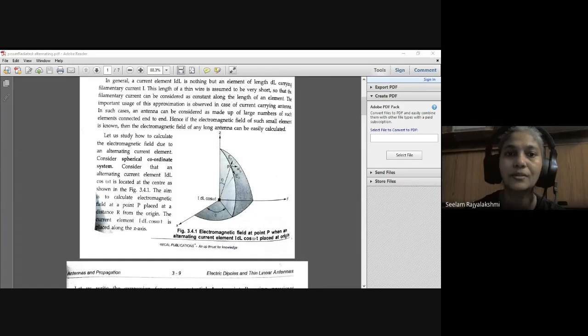So let us see how to calculate the electromagnetic field due to the alternating current element. Here is the spherical coordinate system, with theta, phi and r. This is the electromagnetic field at a point P when an alternating current element I dl cos omega t is placed at the origin along the z direction. We can calculate the field at that point P at distance r.